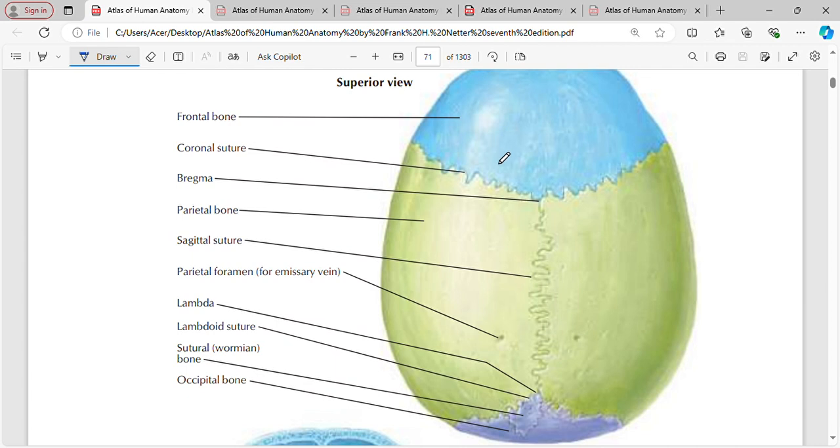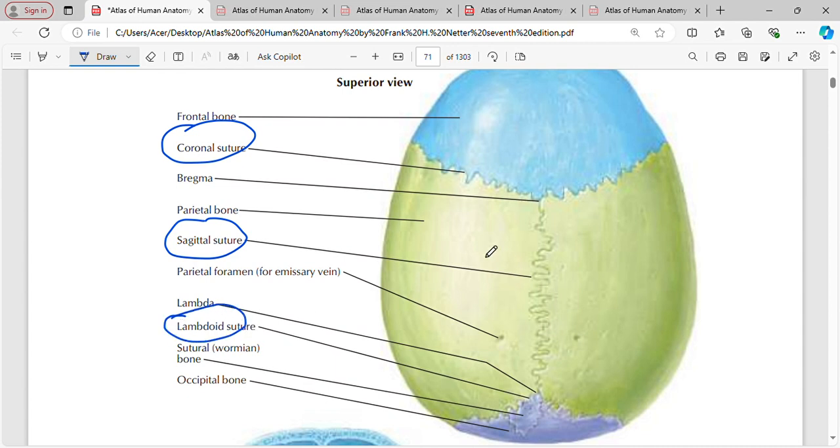That is, here is the frontal bone, this is the parietal bone, and here is the occipital bone, right? The frontal bone is attached to the parietal bone with the help of a suture, and this suture is called the coronal suture. Between the two parietal bones, there is the sagittal suture. And between the parietal and the occipital bone, there is the lambdoid suture.